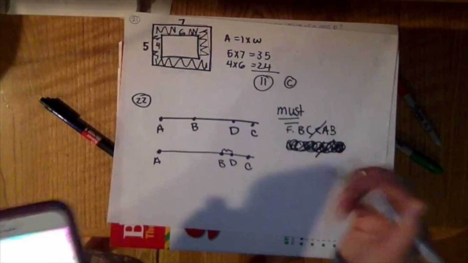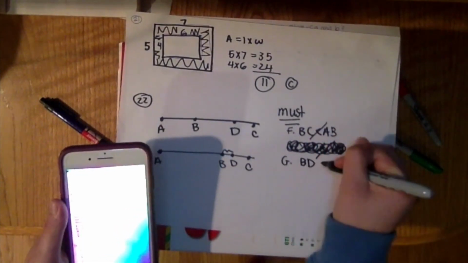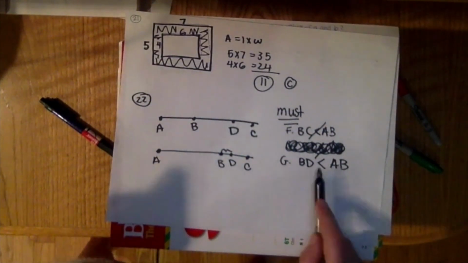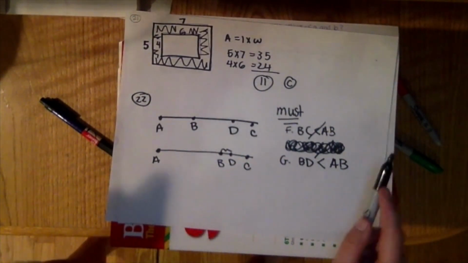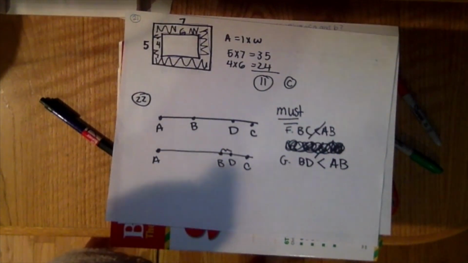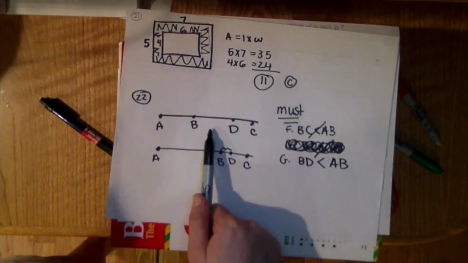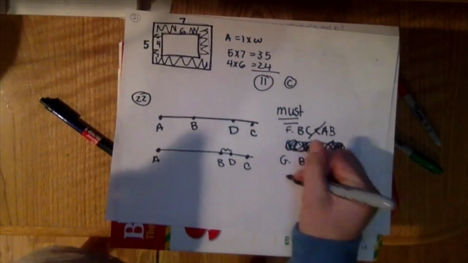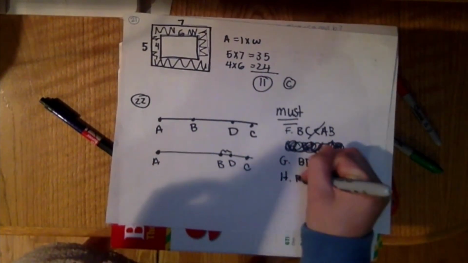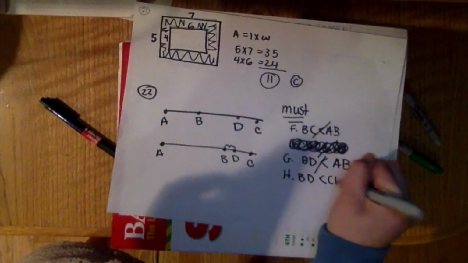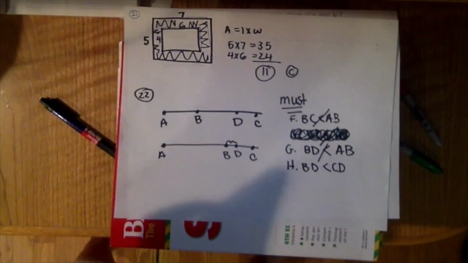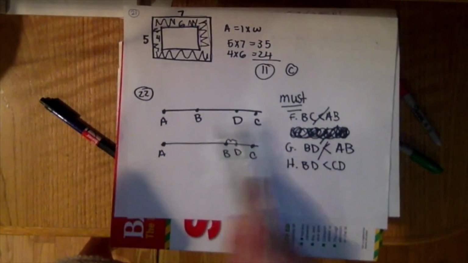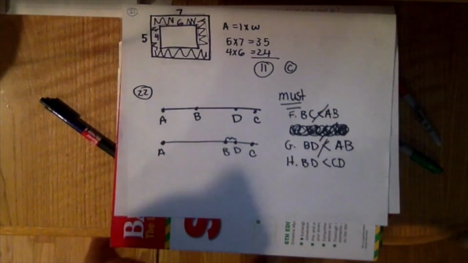Okay, so let's talk about G, which says that BD is less than AB. What we're asking is, does BD always have to be shorter than AB? Here, in this first example that I drew, it's possible that BD is longer than AB. So that's not true. H says BD is less than CD. So we need to find an example where BD is greater than CD. Here again, BD is greater than CD. So we know that that is not necessarily true.